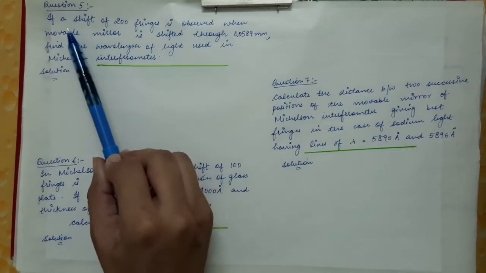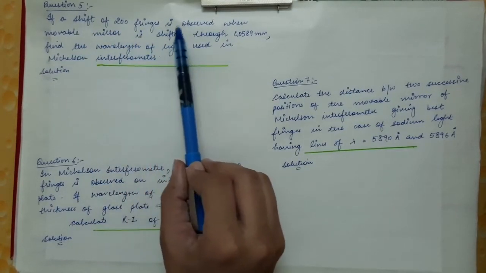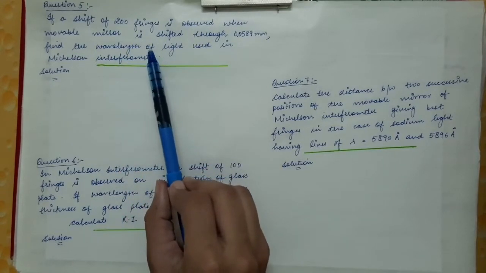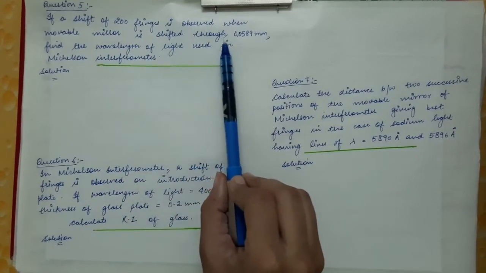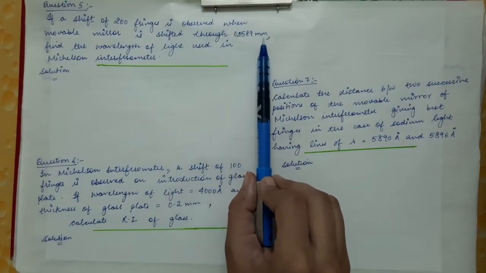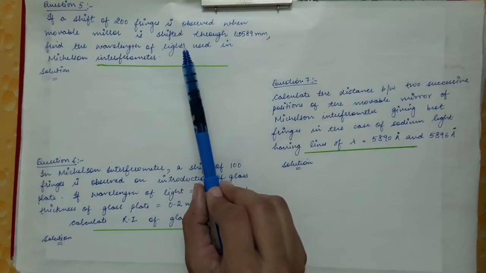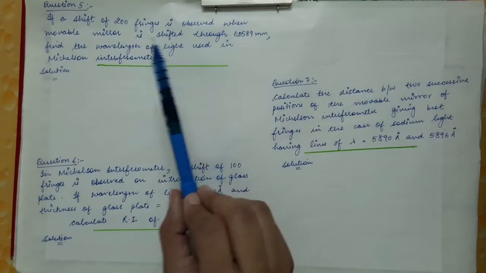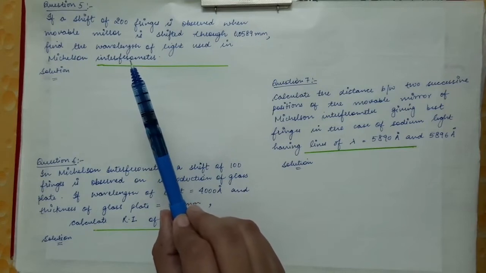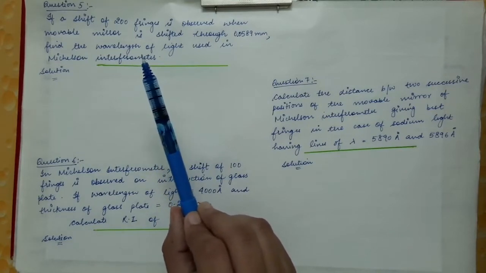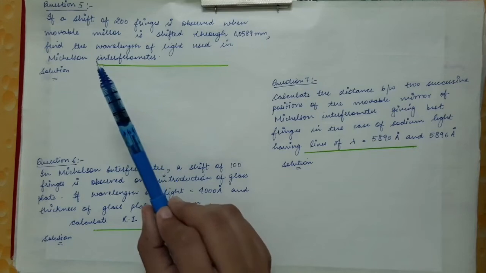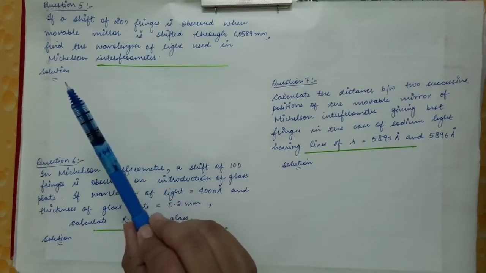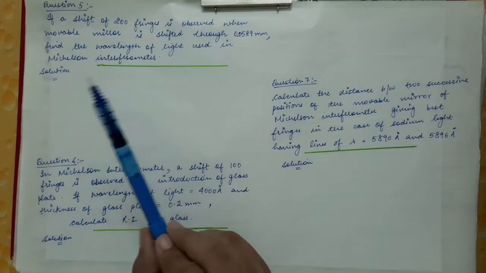So we are given that if a shift of 200 fringes is observed when the movable mirror in the Michelson interferometer experiment is shifted through 0.0589 millimeters. Now when we discussed the Michelson interferometer experiment, we had seen that the light from the source gets divided, the amplitude of the light gets divided, and the two light rays interfere with each other and an interference pattern is obtained on the screen.